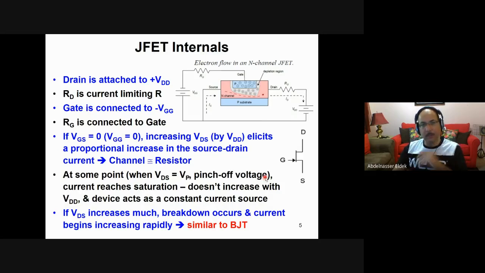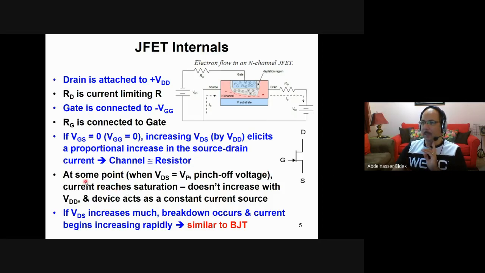Similar to the bipolar junction transistor. So here, in the first stage, you increase the voltage, you increase the current. The current and the voltage are increasing simultaneously. So this is exactly as the resistor. But at a certain time, you increase the voltage, but the current is constant. Okay, until you reach a certain point where you have a breakdown.